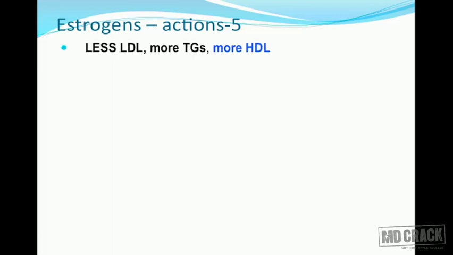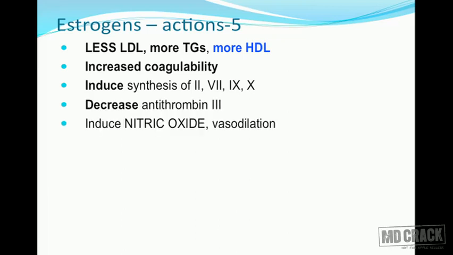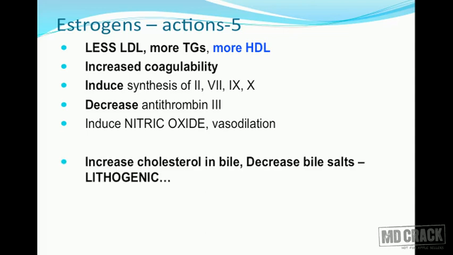Next important action of estrogens is on cholesterol. They decrease the LDL and they increase the TGs and increase the HDL. They also lead to increased coagulability and they induce the synthesis of factors 2, 7, 9, 10. They also decrease the antithrombin 3 and they induce the nitric oxide and produce vasodilation. So there's increased cholesterol in bile, decreased bile salts, so they are lithogenic.